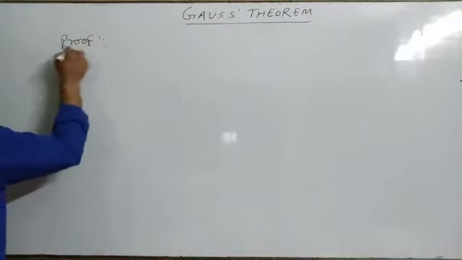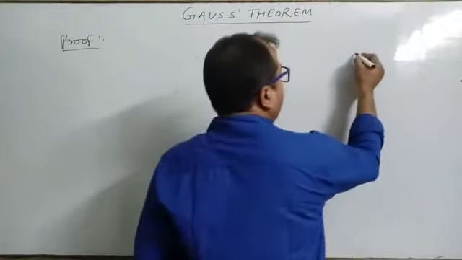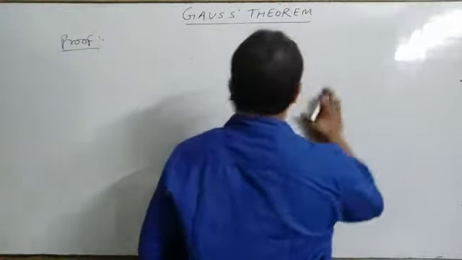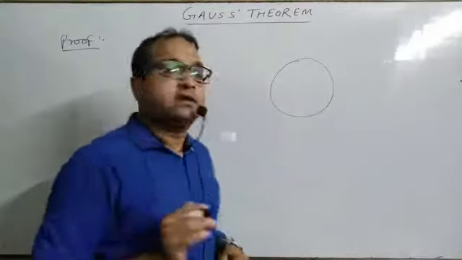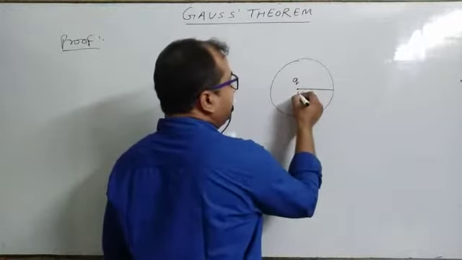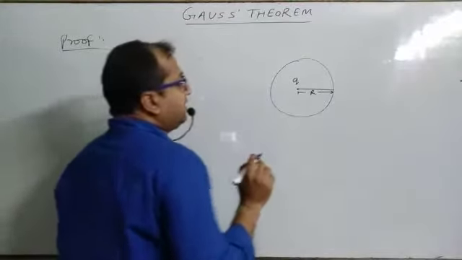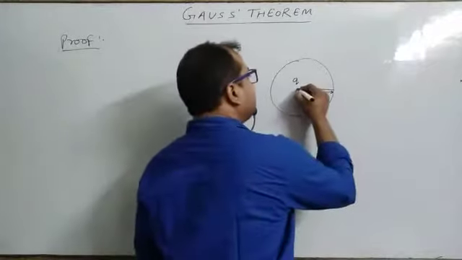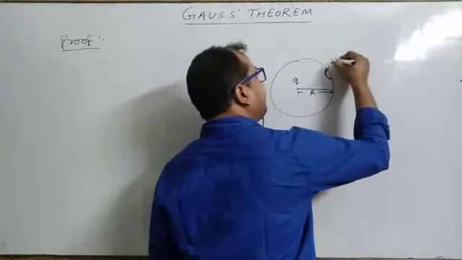Now we start the proof of Gauss theorem. Let us consider an enclosed surface like this. This is a sphere having a charge Q, and the radius of the sphere is R. Now take a small element of area. This is the small element of area dA.